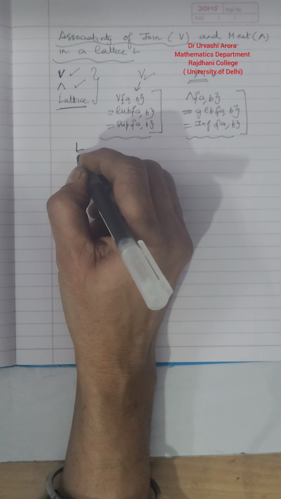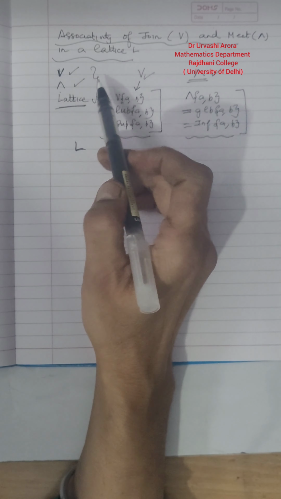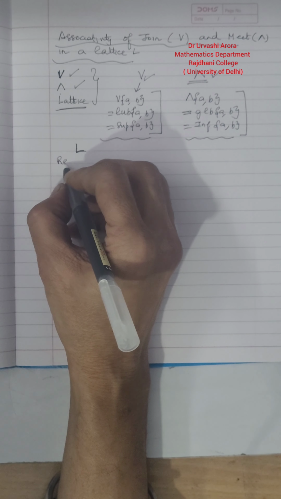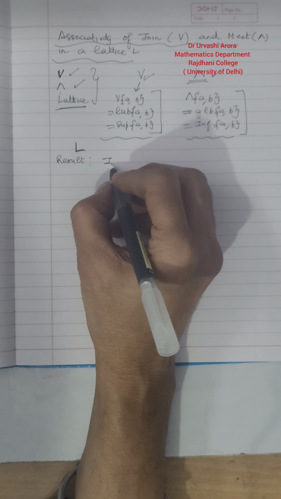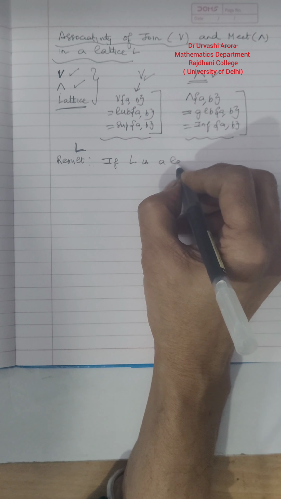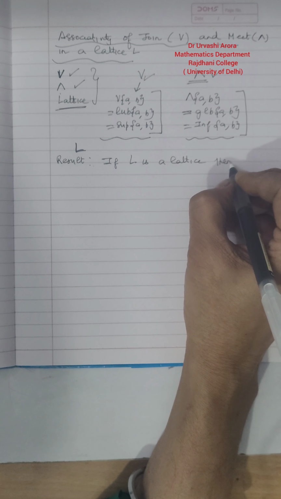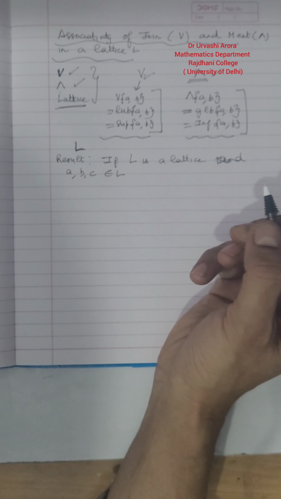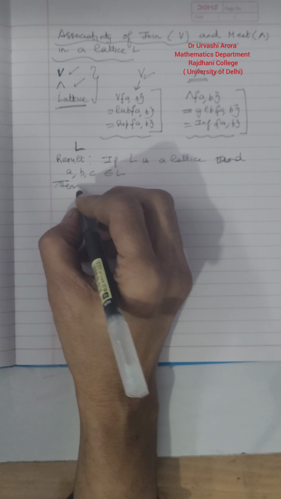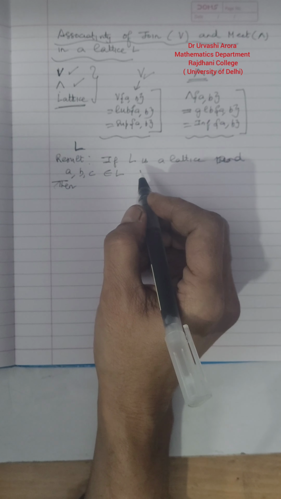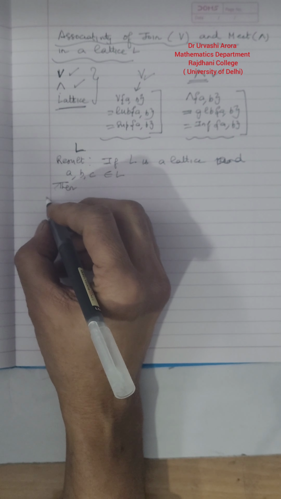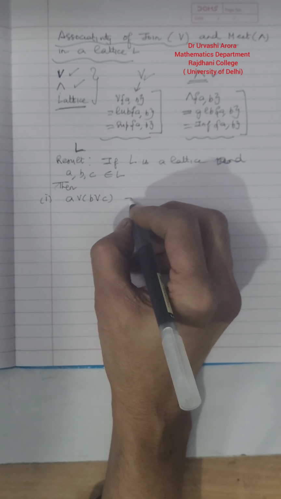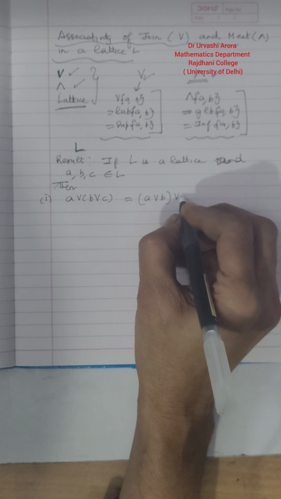So we are in a lattice L, and we just have to show that these operations of join and meet are associative in the lattice L. The result which we are going to discuss in this video is that if L is a lattice and A, B, and C are any elements belonging to L, then the join is an associative operation and the meet is an associative operation, which means that the first thing we have is that A join B join C is the same as A join B join C.